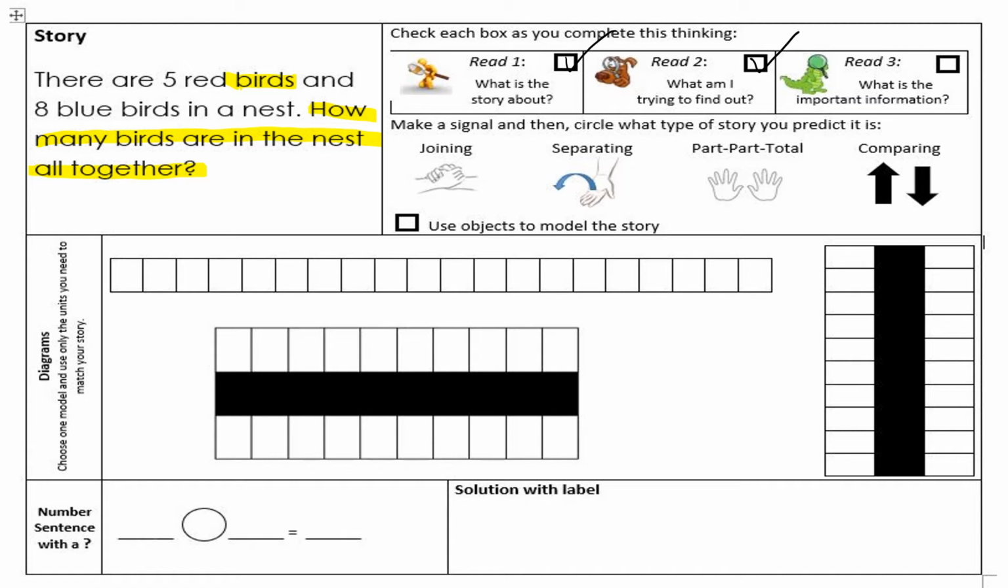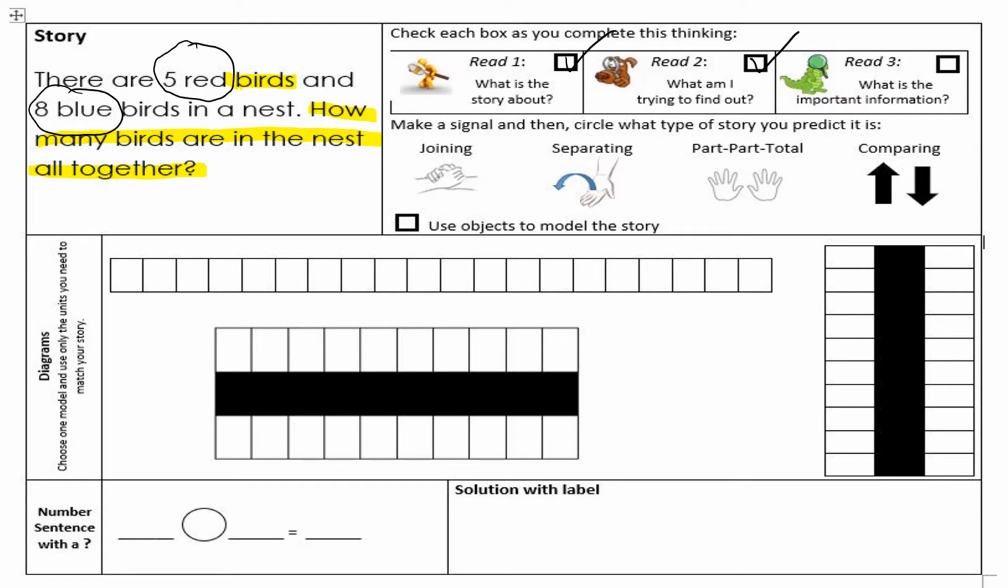And now my read 3 is what is the important information. So if I'm looking at it and I read it again, I'm going to think, what do I need to be able to figure out how many birds are in the nest? So it says there are 5 red birds and 8 blue birds in a nest. How many birds are in the nest altogether? So what I need to know is that there are 5 red birds, there are 8 blue birds, and that's going to help me to solve and figure out the total.